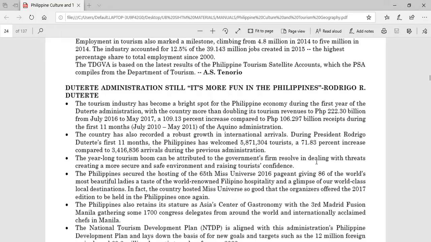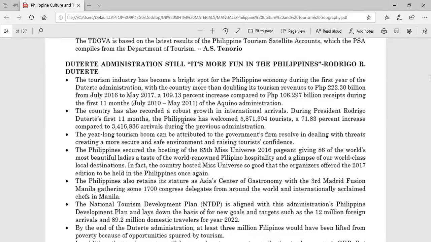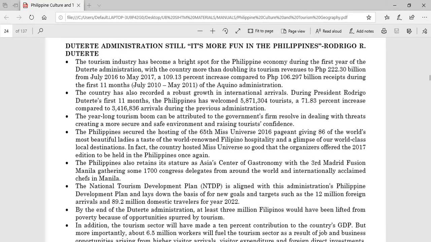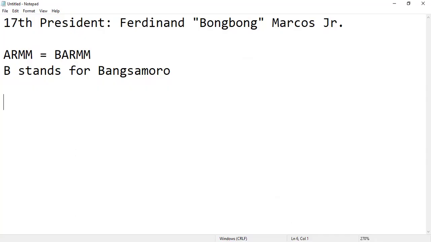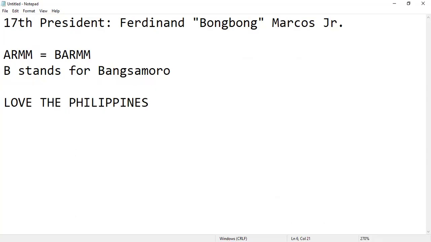Well, let's dive into the Duterte administration with It's More Fun in the Philippines still, okay? All right. So before I forget, let me just share with you, class, that our current tourism campaign is no longer It's More Fun in the Philippines. It's already Love the Philippines. So that's our present tourism campaign, class. Do not forget. So please take note of this one.